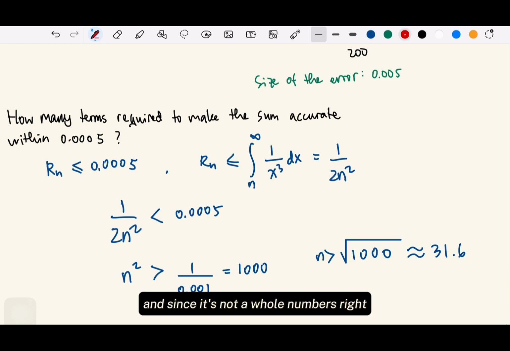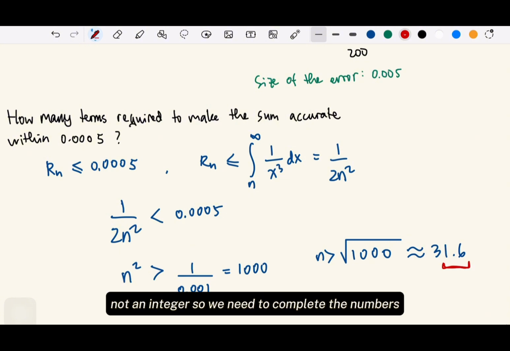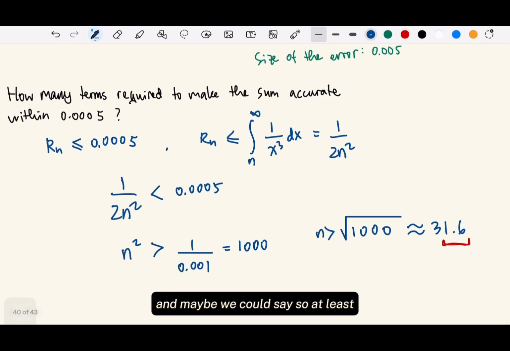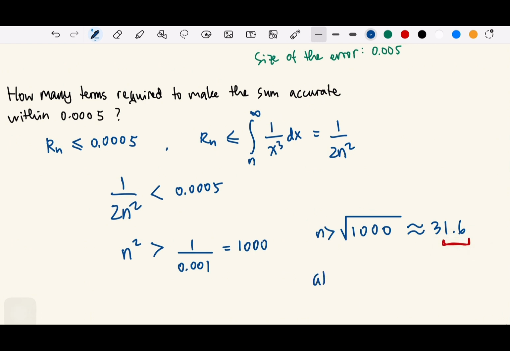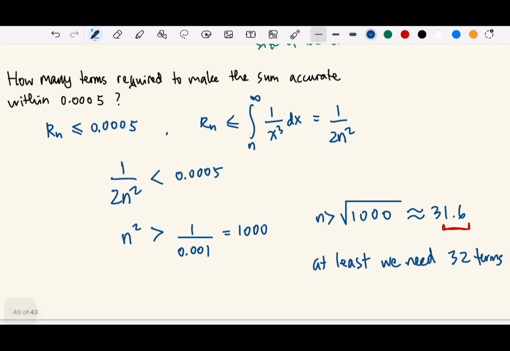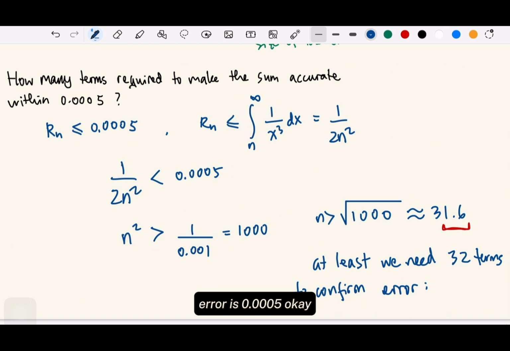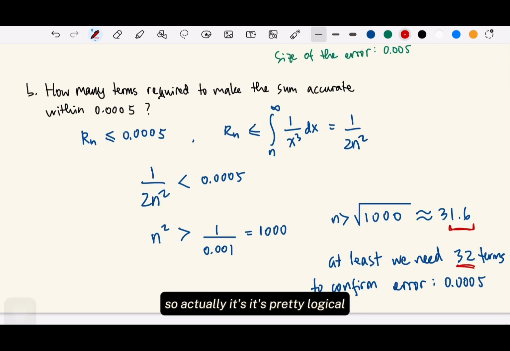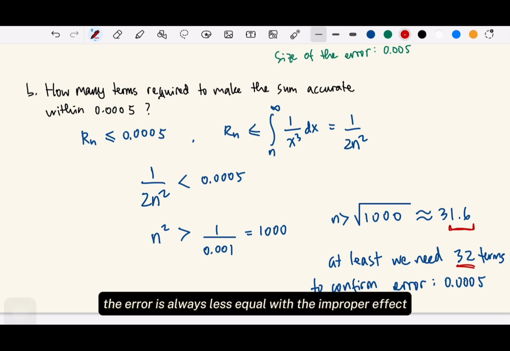And since it's not a whole number, not an integer, we need to round up, and we could say at least we need 32 terms to confirm the error is 0.0005. So actually it's pretty logical. You just need to keep in mind this relation: the error is always less than or equal to the improper integral.